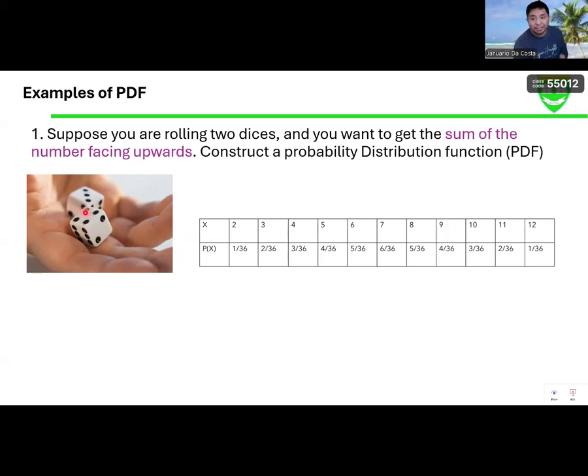Logically, that's what you want to get: the sum of the numbers facing upwards. Now, my question is, what is our random variable? Huh? What is our random variable?